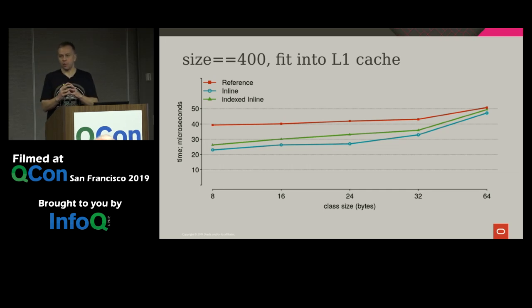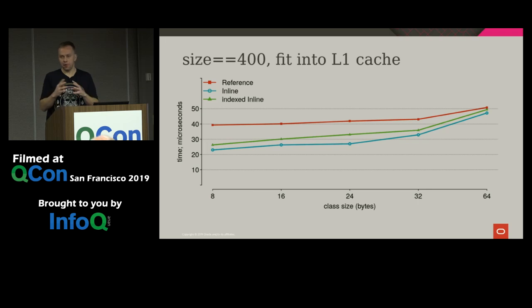For small arrays, when we fit into L1 cache, what I see here, on the X axis, are different sizes: 8, 16, up to 64 byte size of my objects. And the Y axis is time in microseconds, so lower is better.